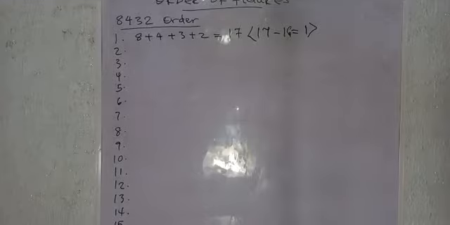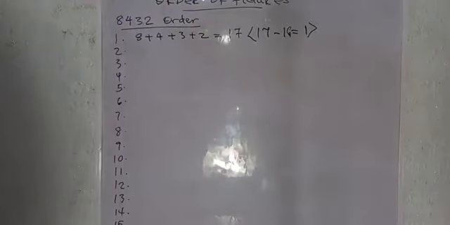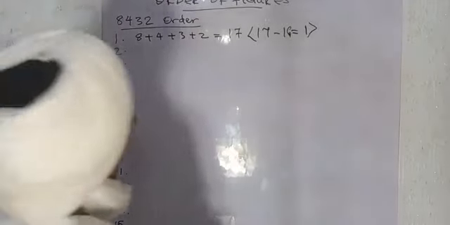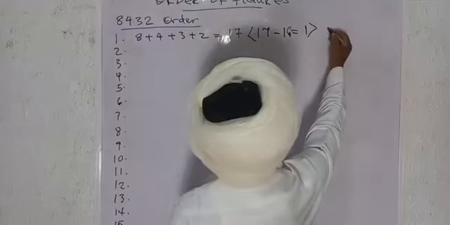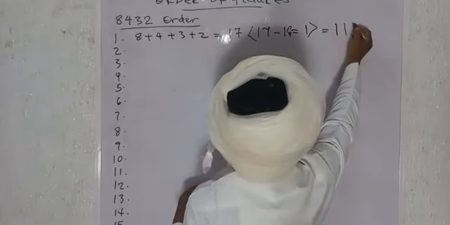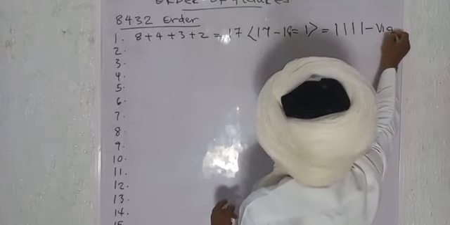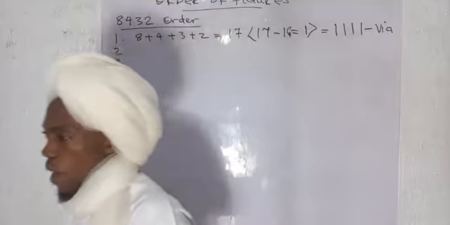Our figure 1 is a value that gives 17. So when we remove 16, we come back to 1. In that case, figure 1 is open at all the levels, which is 1, 1, 1, 1, Via. So Via is figure 1 in this order.